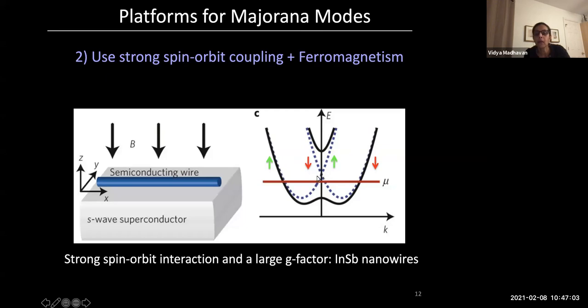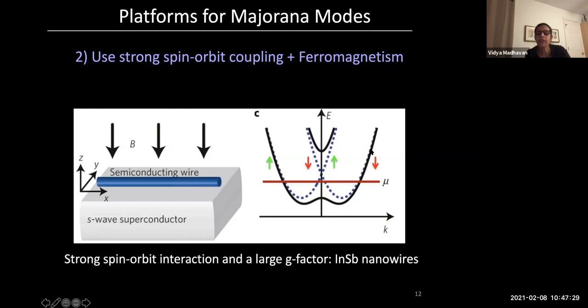you would open up a gap exactly here, where you break time reversal symmetry. And once you've opened up a gap, if you can place the Fermi energy inside the gap, the gapped system being shown by the dark black lines, then you're in a situation where you have just one band crossing the Fermi energy.